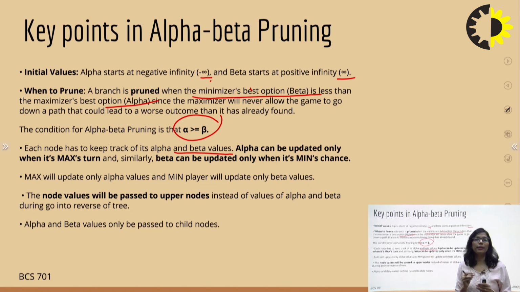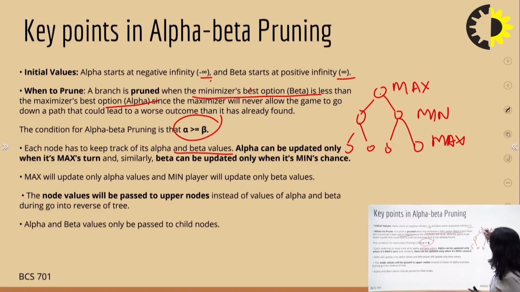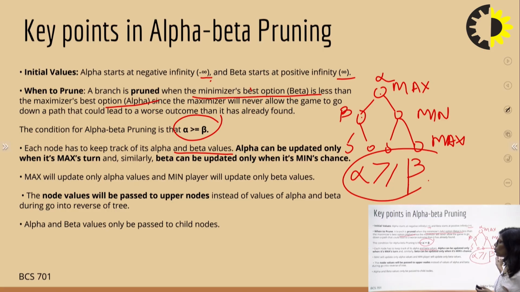For each node, we will be keeping track of alpha and beta values. Alpha will only be updated in the max nodes, whereas beta will be updated only in the min nodes. For example, I have these nodes: these are my max nodes, these are my min, this is my max. In the max nodes, I will be updating my alpha values, and in the min nodes, I will be updating my beta values. And I will prune the branches once the value of alpha is greater than or equal to beta. These are the 3 points that we need to consider.